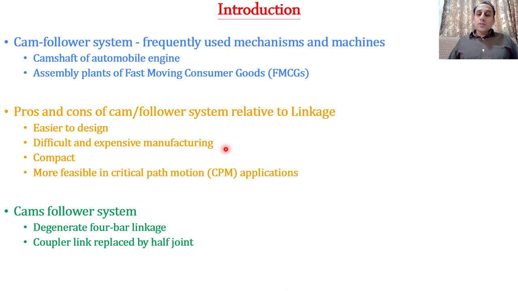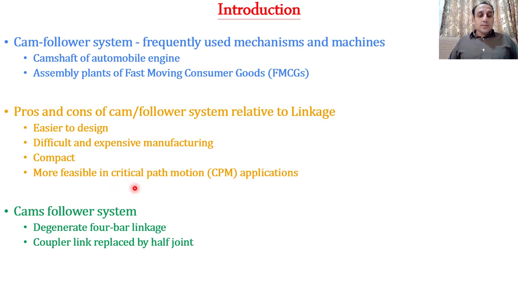And when we talk about the space requirements of those two types of mechanism, the cam follower mechanism is more compact as compared to linkage. The cam follower mechanism will occupy less space as compared to the linkages, and whenever there is a space constraint, the cam follower mechanism is preferable.